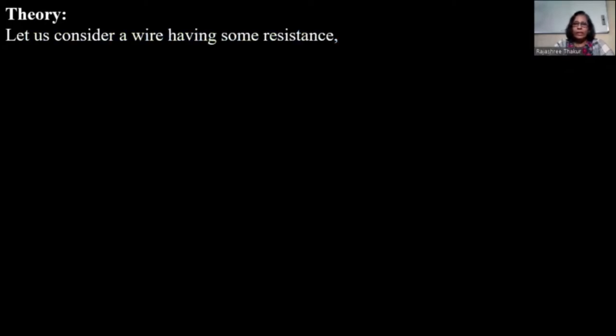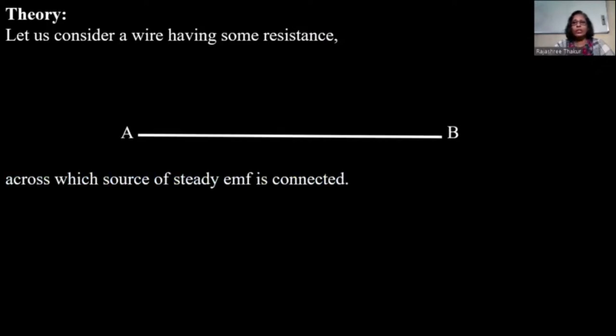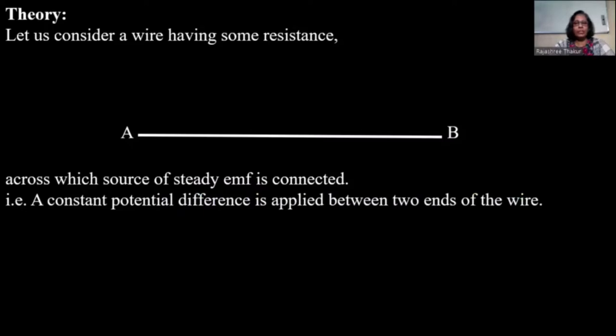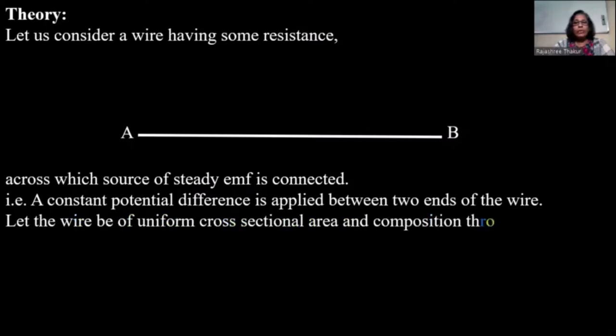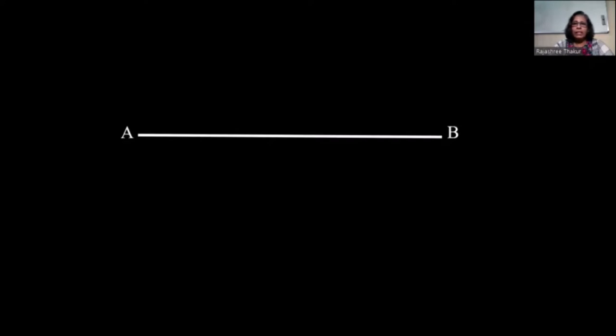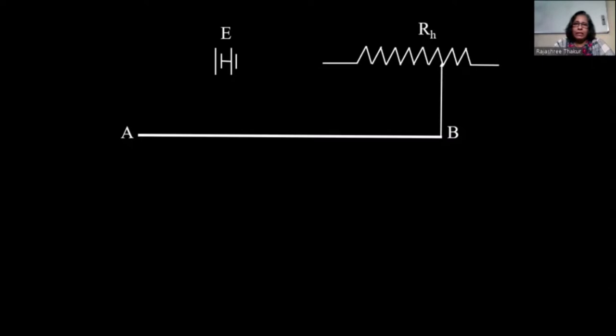Let us consider a wire having some resistance, say wire AB, across which source of steady EMF is connected. That is, a constant potential difference is applied between the two ends of the wire. Let the wire be of uniform cross-sectional area and composition throughout its entire length. So, let us consider this wire AB and apply some constant voltage across this length of the wire. Alright? So, we'll put some resistance in the circuit and apply this voltage across AB.